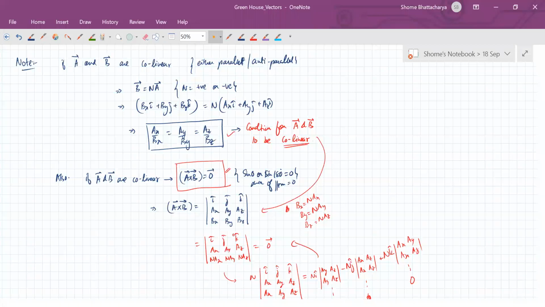We are talking about coplanarity, and that's also something very interesting. The cross product comes into the picture when we are talking about coplanarity. But the question of coplanarity arises when we are talking about three or more vectors. The minimum number of vectors we have to consider for the coplanarity condition is 3.